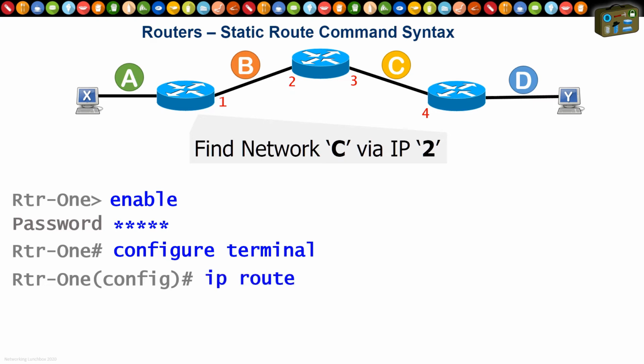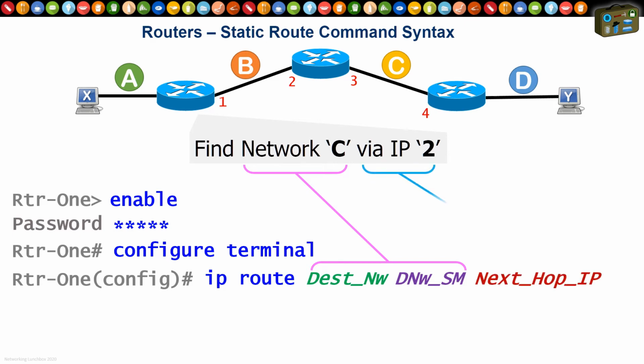The command we're going to type is IP space route. This is the command for setting up a static route. The first variable we need is the destination network. The second one is the subnet mask of that same destination network. The destination network and its subnet mask go together as a pair to describe network C. And we need how to get there, the next hop IP address. So we've got IP route, destination network, subnet mask, and the next hop IP address. Now there are a few more options you can put on the end of this command, but as this is the basic introduction to static routes, we'll leave them for a bit later on.